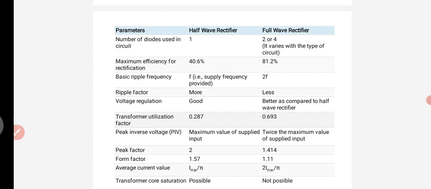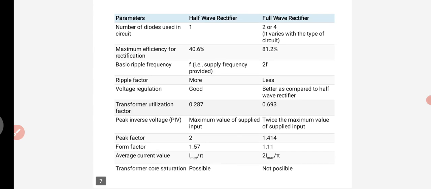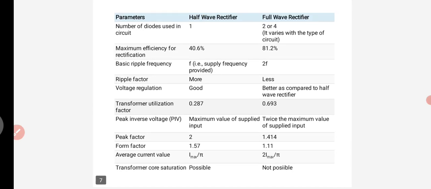In the case of the full wave rectifier, we use 2 or 4 diodes. That means it varies with the type of circuit. When we use two diodes, it is the full wave rectifier, and when we use four diodes, it is called the bridge full wave rectifier. So depending on the number of diodes, one diode relates to the half wave rectifier circuit, and two or four relate to the full wave rectifier.